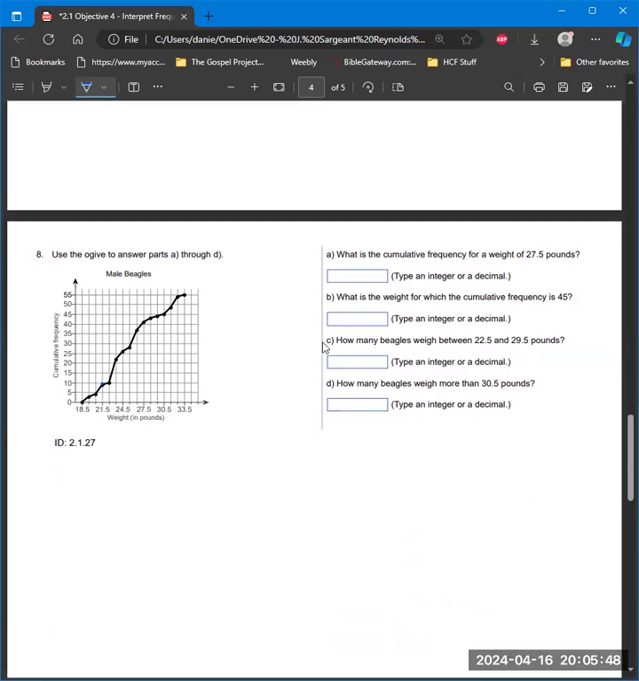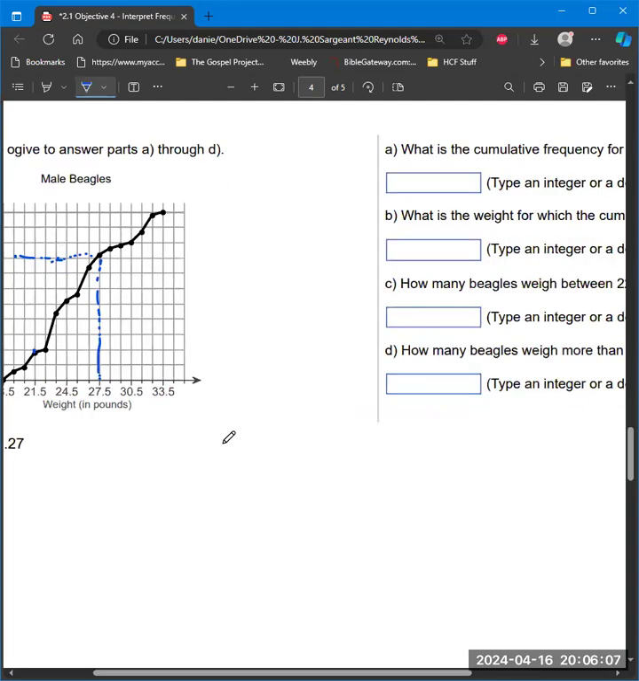What is the cumulative frequency for a weight of 27.5 pounds? So that's right here. That looks to be just right above 40. I don't know if you can really make that out. I'm going to try and zoom in just a little bit here, but 40 is right there, and the dot is just right above that. So I'm going to call that 41.